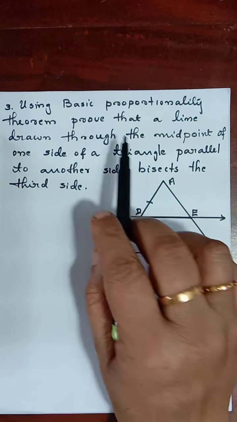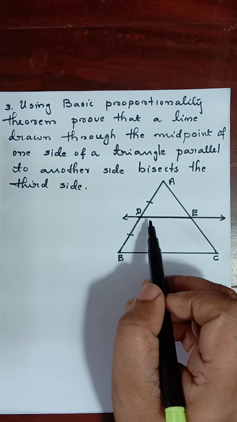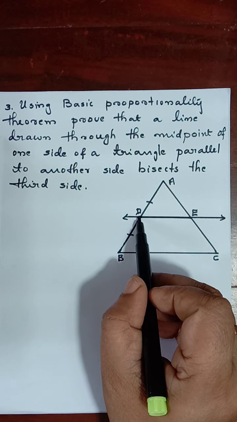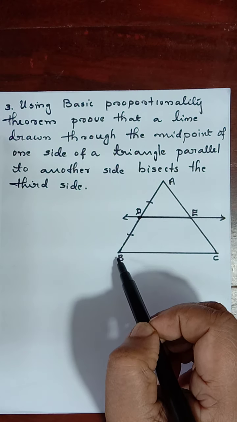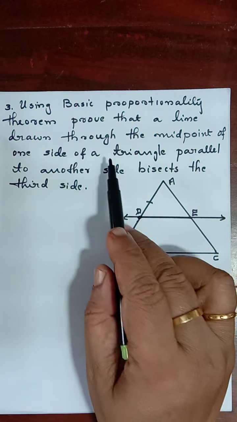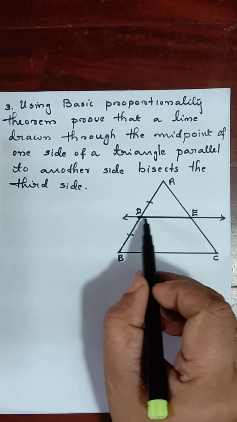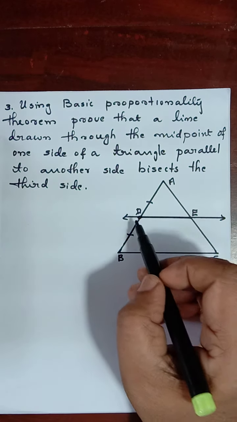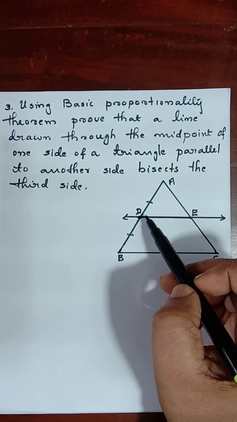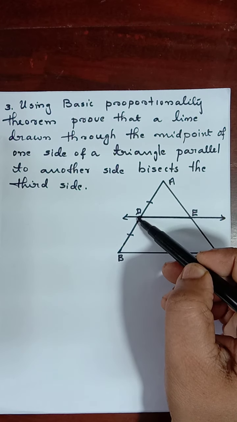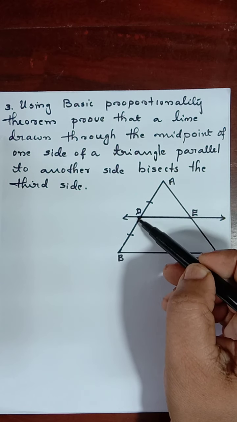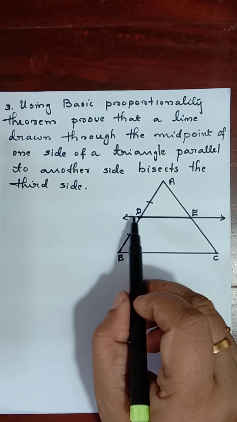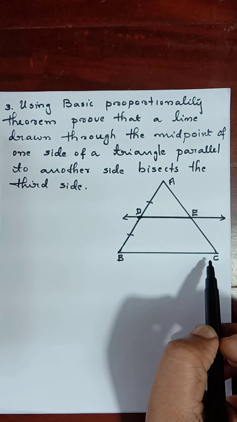See once more, we have to prove that a line drawn through the midpoint D of one side of the triangle is parallel to another side, DE parallel to BC. Two points are given to us, that is D is the midpoint. Mathematically, AD and DB are equal. If it is a midpoint, isn't it AD equal to DB? And also given DE parallel to BC.